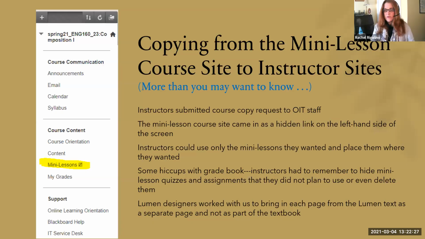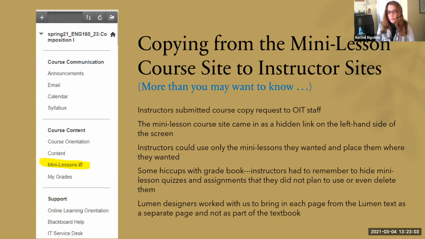And this is probably more than you really want to know, but when it came into the instructor's site, if you look over there to your left, you'll see that the mini lessons were hidden and the students couldn't just pop right into them, but that's the way it came into an instructor's site. And instructors could then from that, on the left hand there, link, they would deploy the mini lessons that they wanted. And there were some hiccups with the grade book.